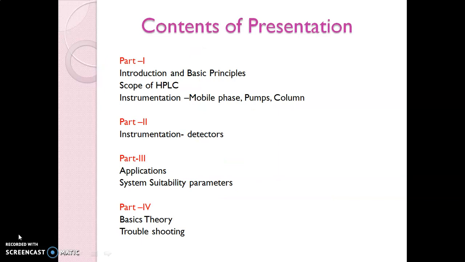Now the content of the lecture includes introduction, scope of HPLC, and instrumentation, in which we are going to cover mobile phase, pumps, columns, detector, etc., as well as application, system suitability parameters, and troubleshooting. It is not possible to cover all this in one lecture, so we have divided it into various parts, and we are going to cover it part by part in the presentation.